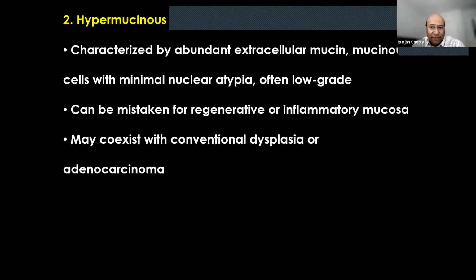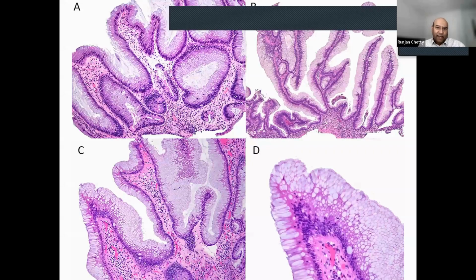This is characterized by abundant extracellular mucin, as well as mucinous cells with minimal nuclear atypia and this sort of very low-grade dysplastic change. And oftentimes they can be mistaken for regenerative or inflamed mucosa. The other very important thing to remember, and I mentioned it in the last image that we looked at, is that it can coexist with conventional dysplasia and adenocarcinoma. So look around. You'll find conventional dysplasia, which makes it a lot easier to label the biopsy. But look around for the non-conventional forms as well, because they are often there.